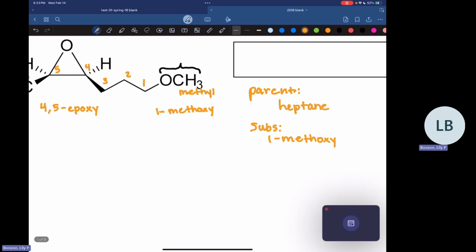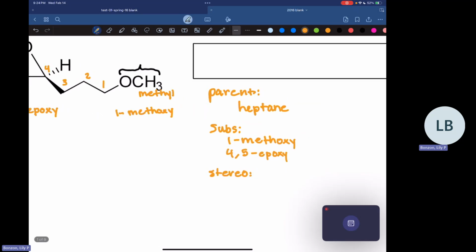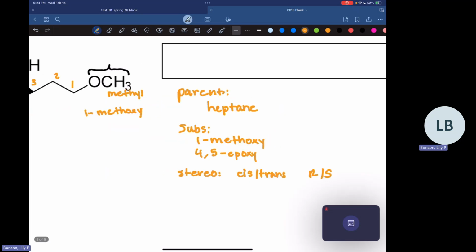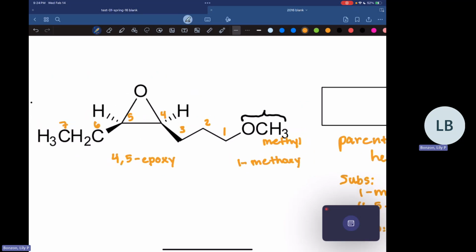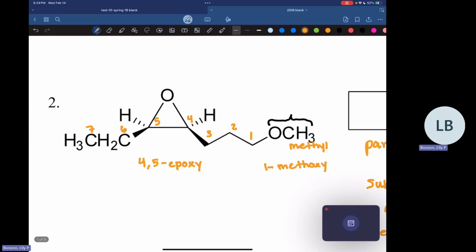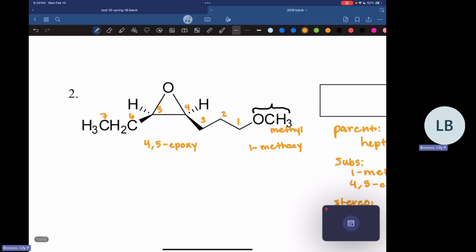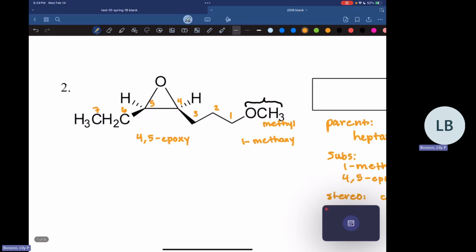So when it comes to stereochemistry for epoxides, you have a couple of options. You can either do cis and trans, or you can do R and S. Now, the only time you can do cis and trans is when you have 2 hydrogens attached to that epoxide structure. And again, that's kind of like the alkene. The cis and trans refers to the hydrogens themselves. So you need 2 hydrogens to be able to make that cis-trans comparison.